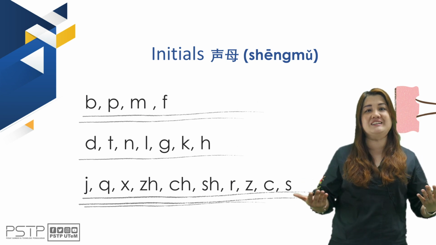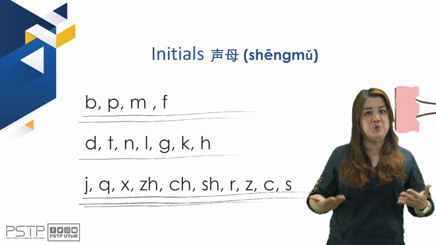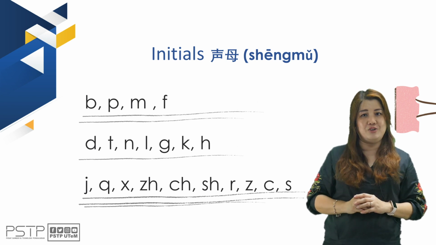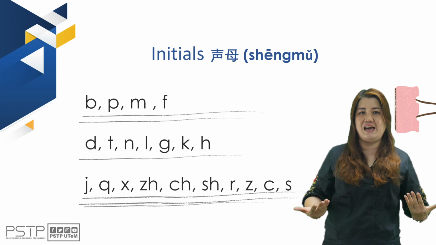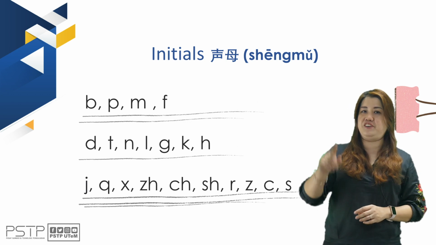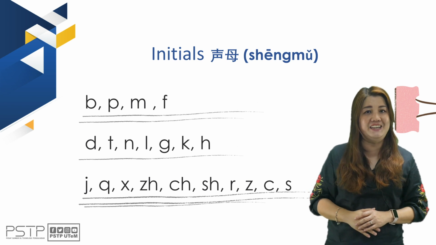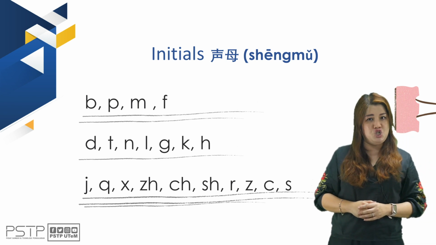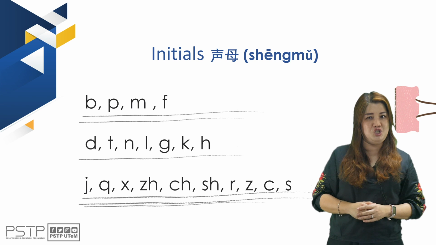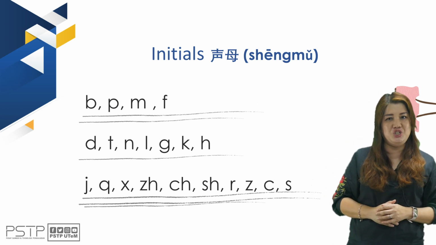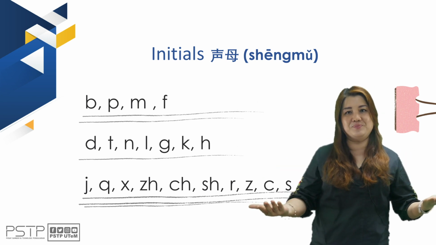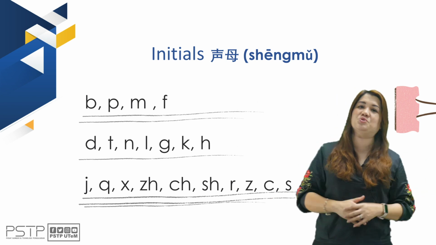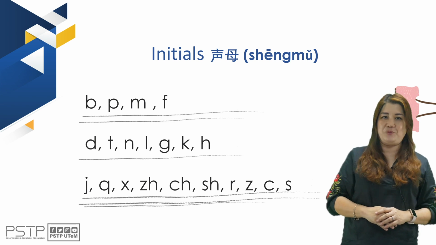Yes, let's try the others. J, Q, X, and others. This round, we have to assume there is an I sound in the bracket. So it will be J plus I, ji. Q plus I, qi. X plus I, xi. Z, H, I, zhi. C, H, I, chi. S, H, I, shi. How about the others? It will be r, z, c, and the last one will be the s sound.